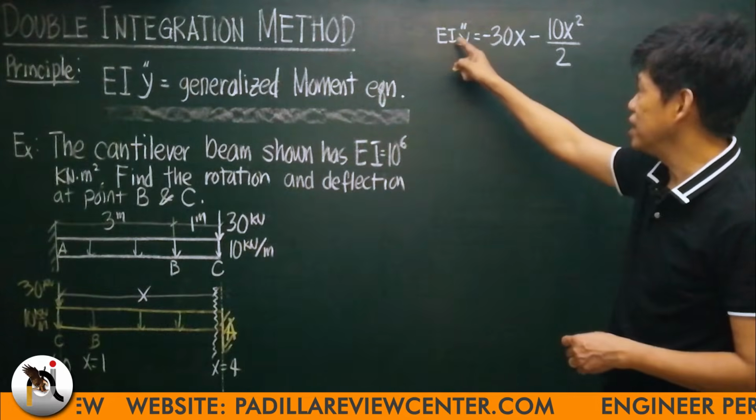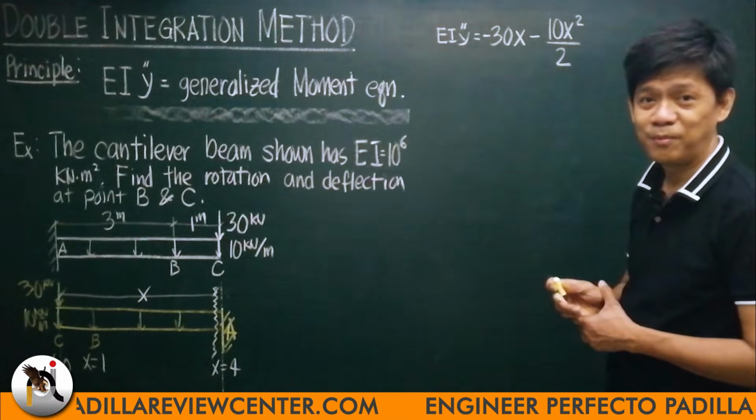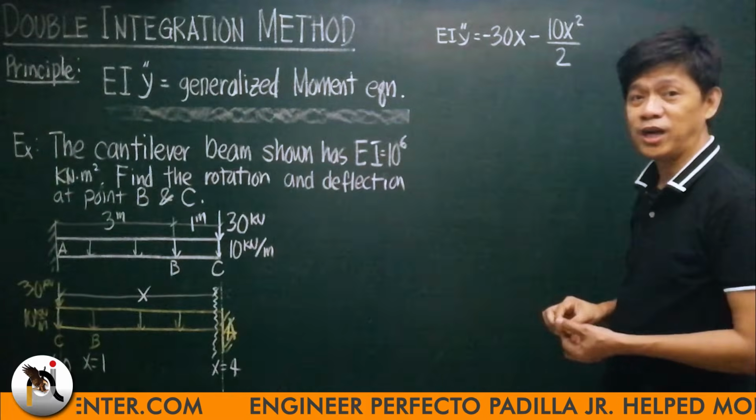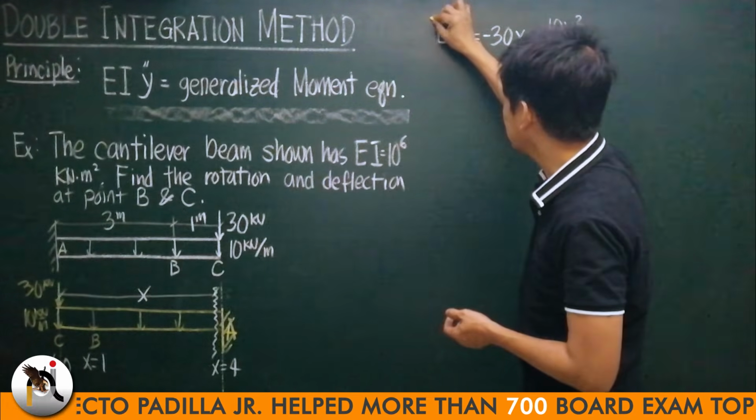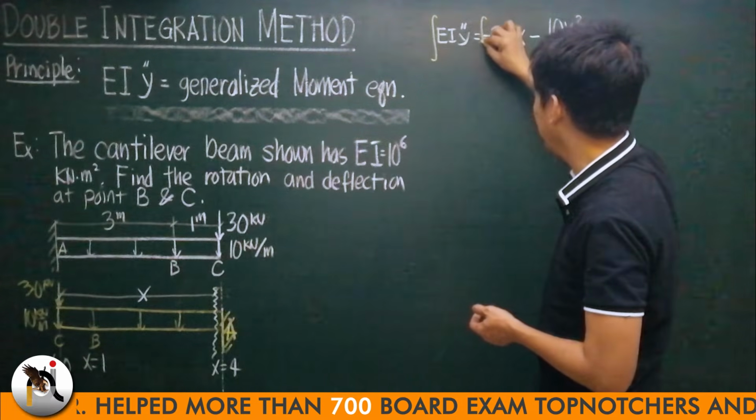So this is your EI y double prime. So what we are going to do now is we integrate this, integrating both sides.